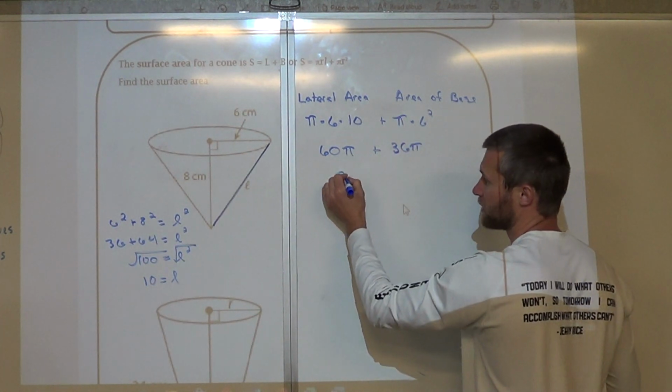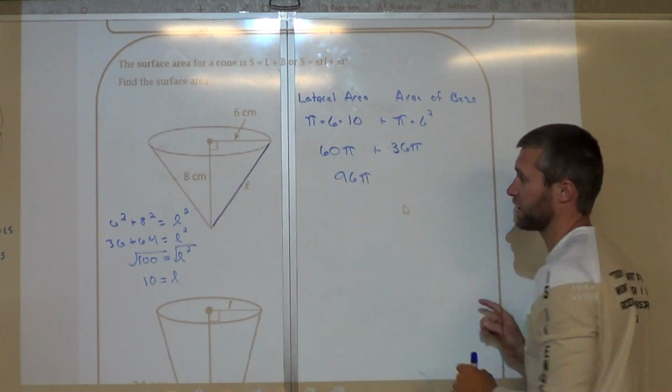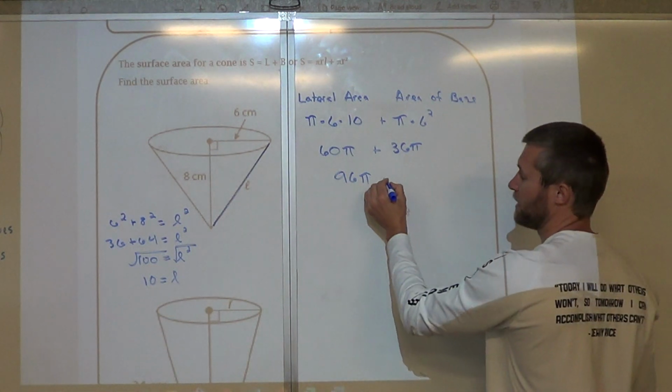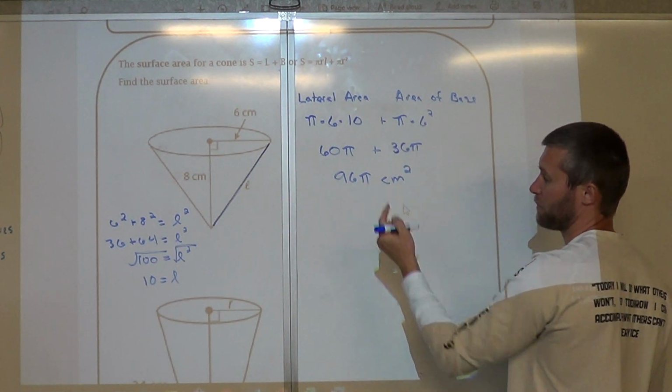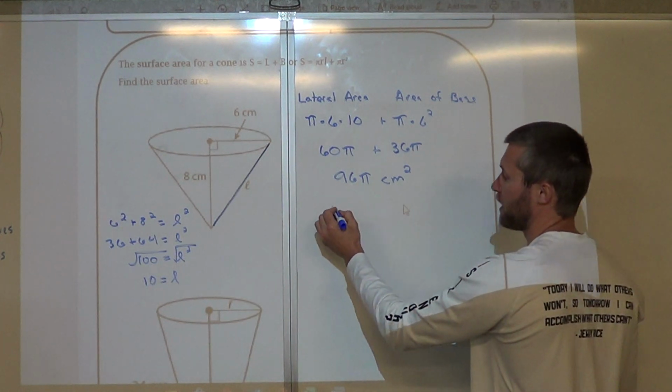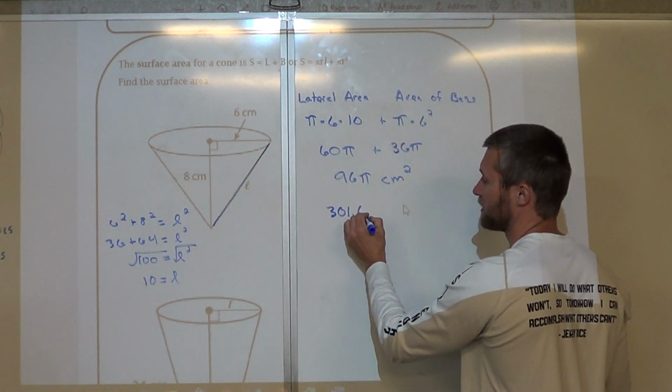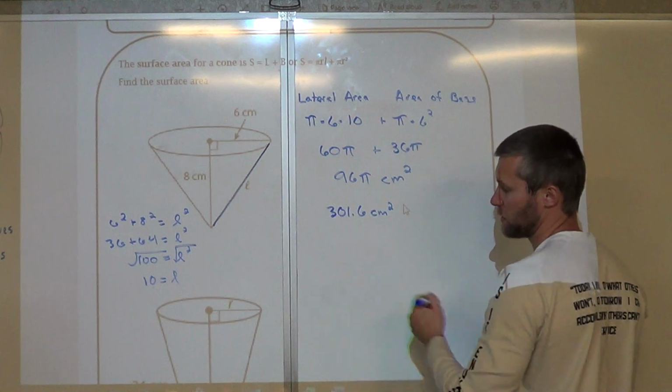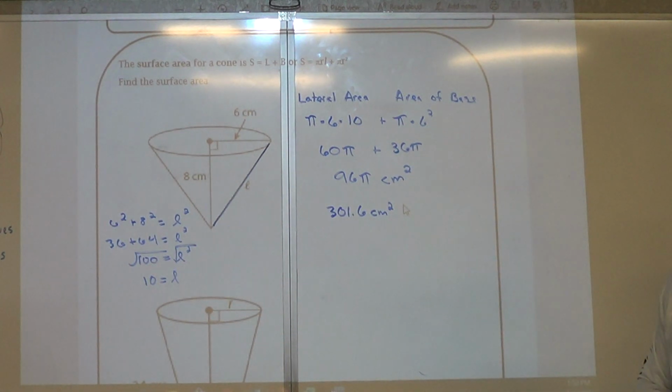They could ask for it two ways. They may say, give it to me in terms of pi. So it'd be 96 pi centimeters squared. Or if they said, go ahead and round, we multiply, and that gives us 301.6 centimeters squared. And usually we round to the tenths place.